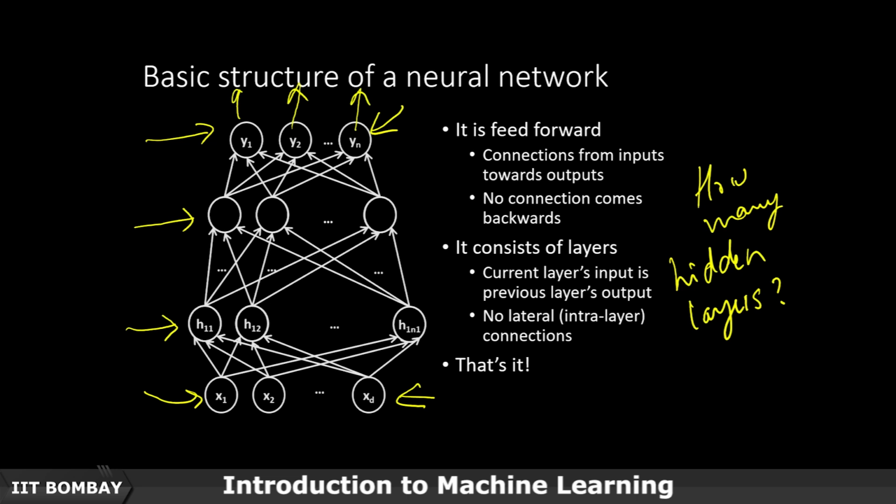So the input and the output dimension is fixed. The number of hidden layers is something that you have control over, and that's your hyperparameter. Then within each hidden layer, the number of neurons, or the dimension of each hidden layer, is also a hyperparameter.